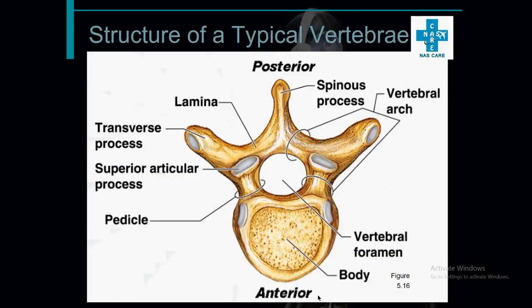About the structure of a typical vertebra. Here we saw the anterior side, posterior, spinous process. Here is posterior and anterior. In the anterior we have the body, vertebral column, vertebral arch. In posterior we have spinous process, lamina, transverse process, superior articular process, and pedicle.